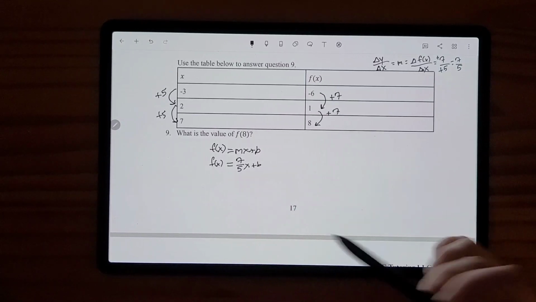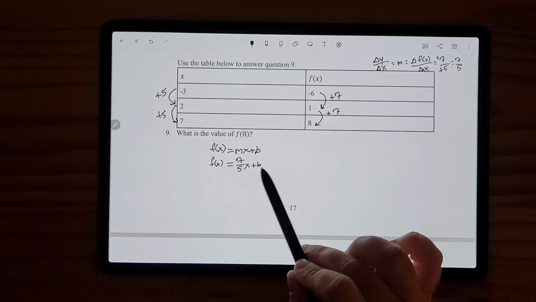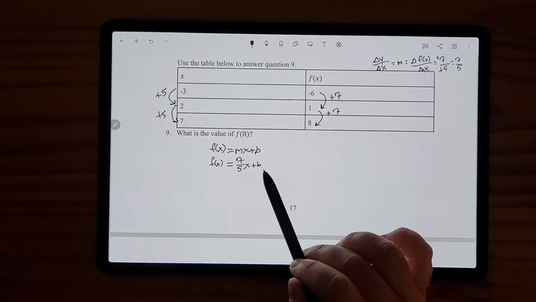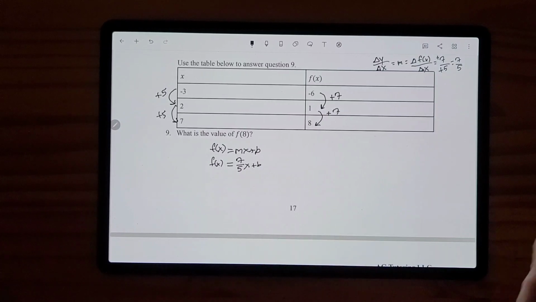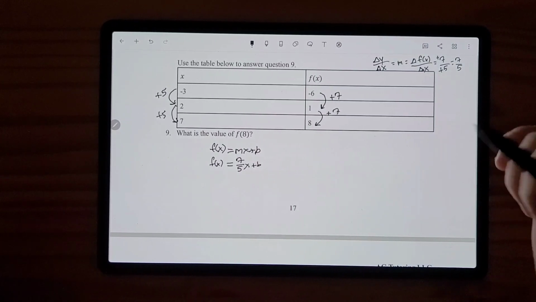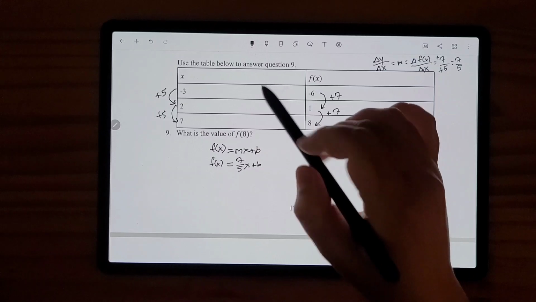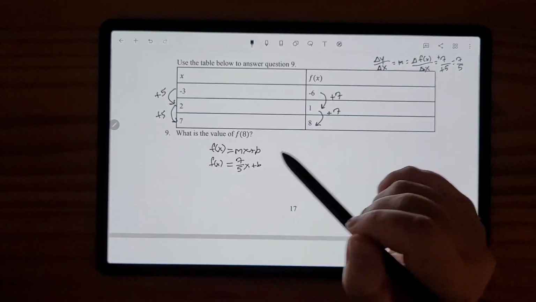So we can plug in 7/5 x plus b equals whatever f of x is. Now we need to also find out what value we can plug in for b to have an equation that's actually usable, or useful, I should say.